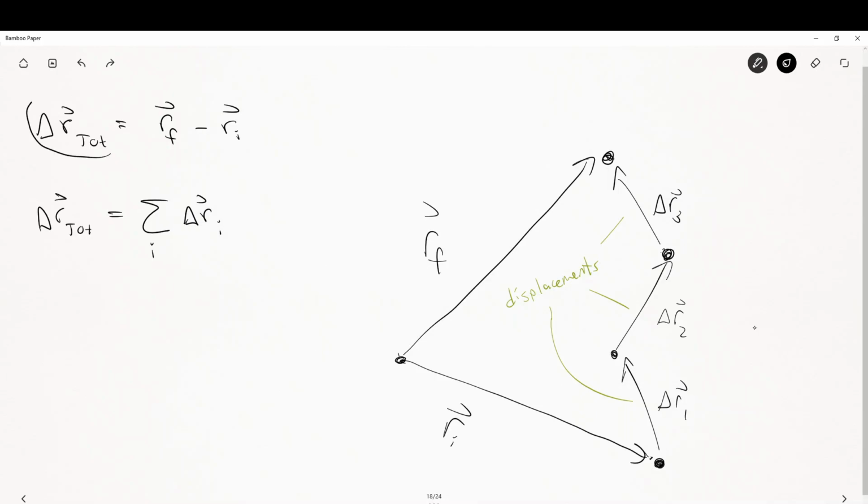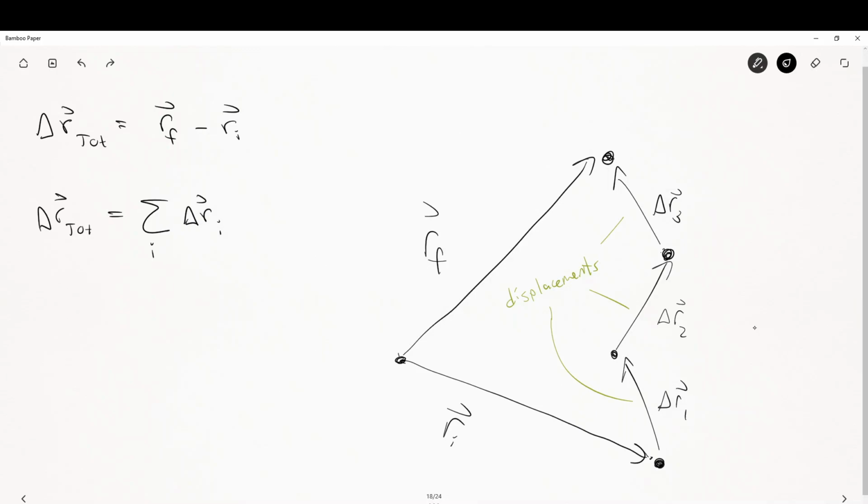So I would call the total change in position to be the final position minus the initial position. And that total change is obtained by adding up the individual displacements from the first displacement to the last one. And when you do those, you get the overall change from the initial position to the final position.